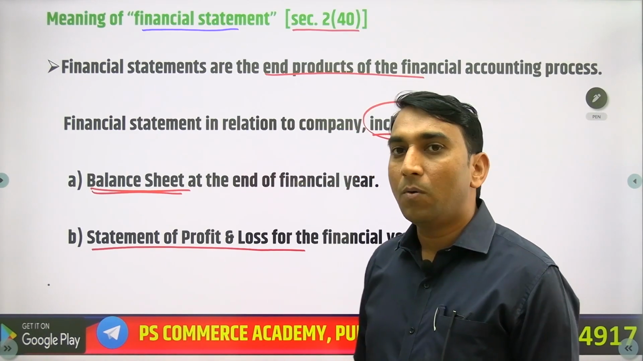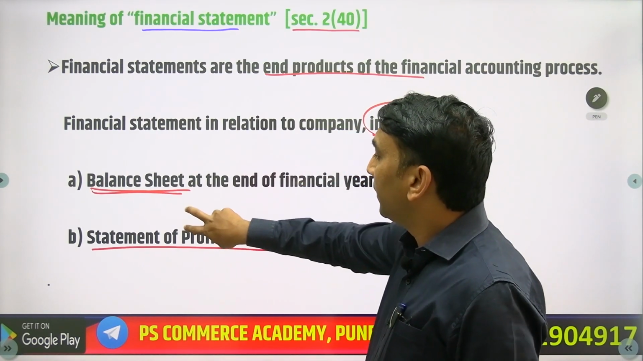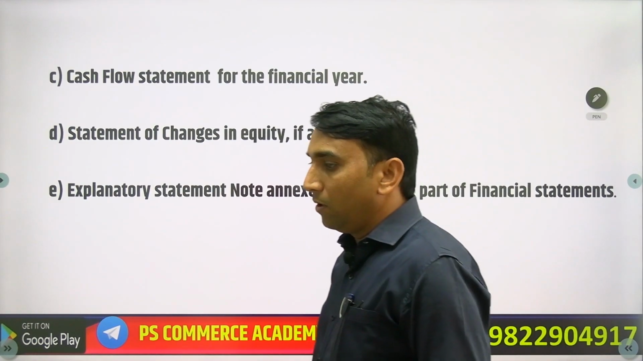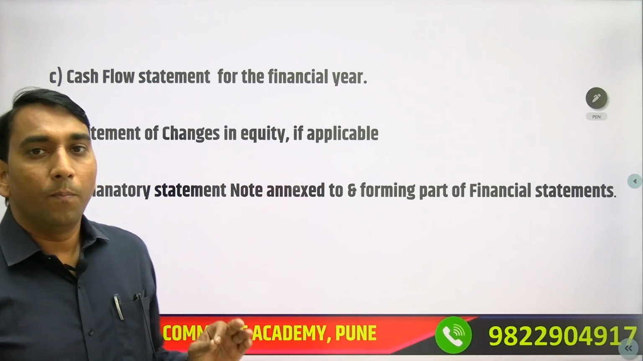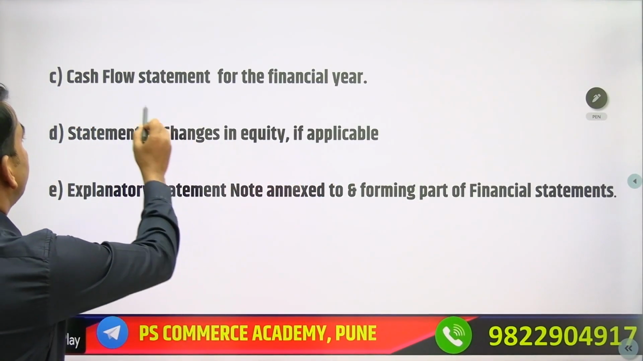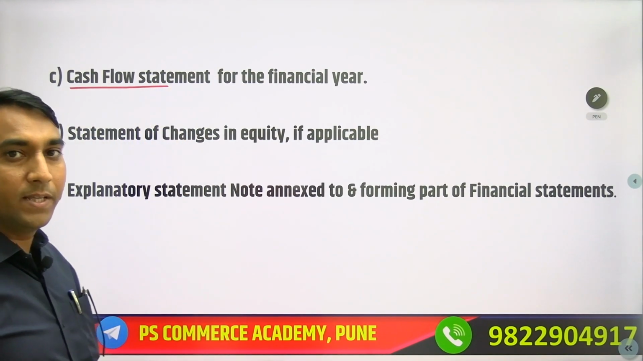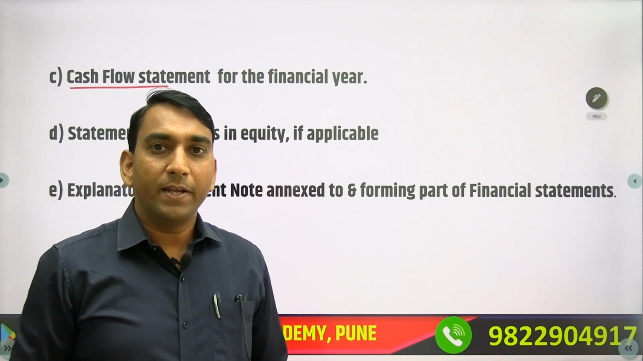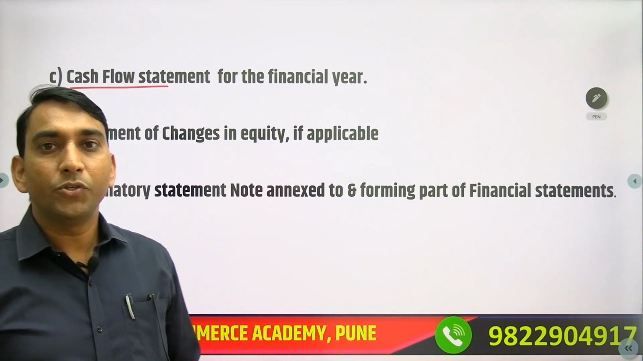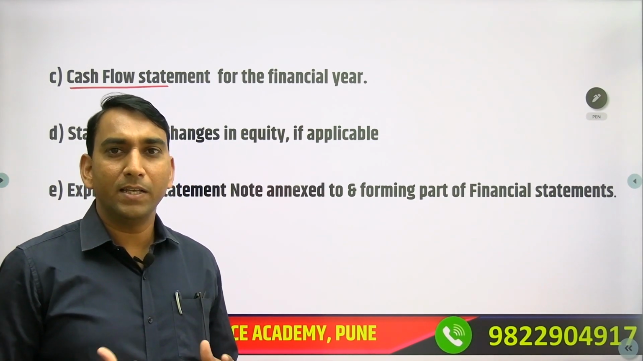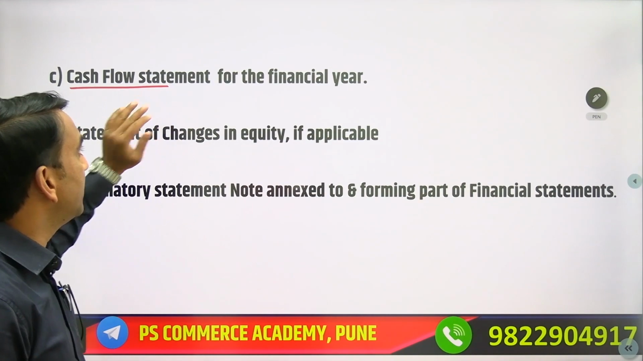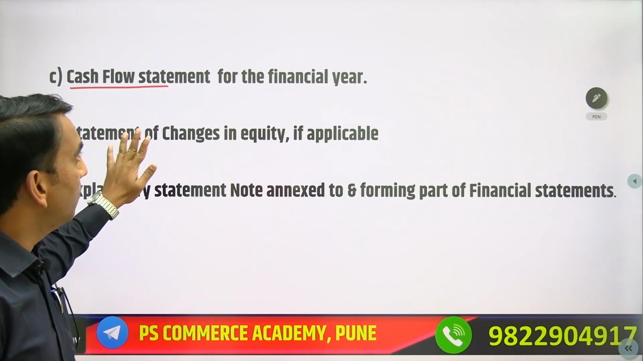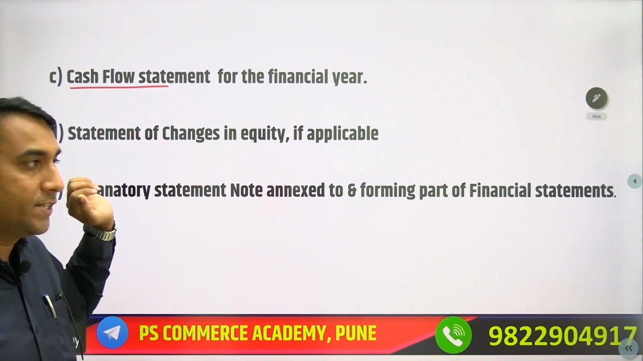So these two components are there. In addition to this, three additional components are there actually. So let us see that. Third and more important, that is the cash flow statement. What is the cash flow statement? The cash flow statement is the statement which shows the flow of cash, that is inflow and outflow. So the cash flow statement is also one of the most important parts of the financial statement.